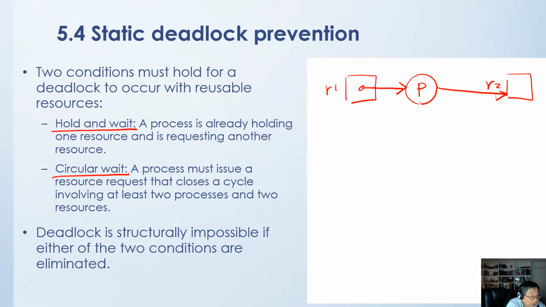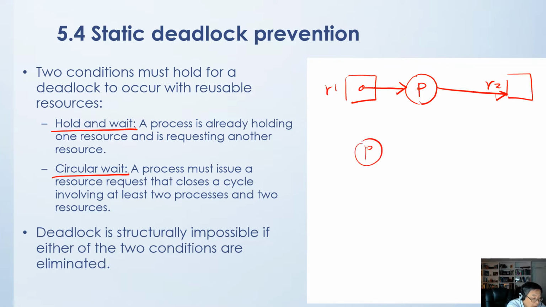Even if there's a hold and wait situation, it doesn't necessarily mean there's a deadlock state. But a deadlock must involve this kind of situation, hold and wait. The other one is circular wait. A process must issue a resource request that closes a circle involving at least two processes and two resources. So the circular situation is like one process P.